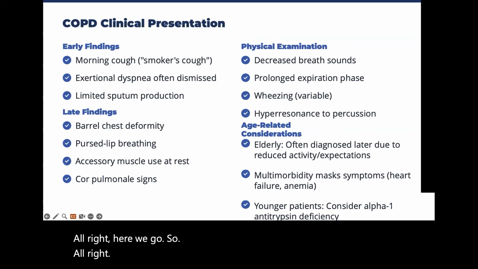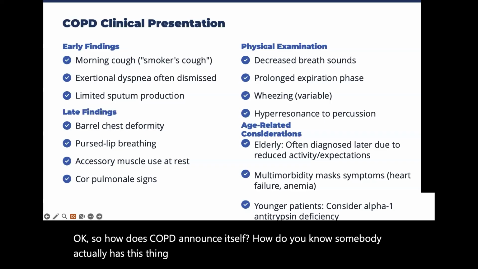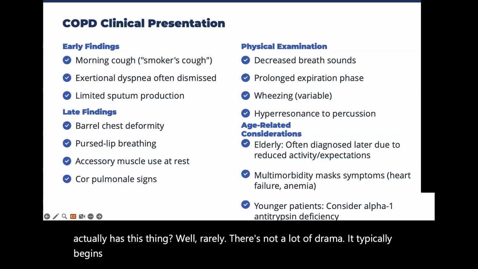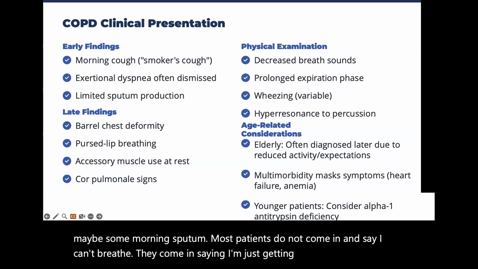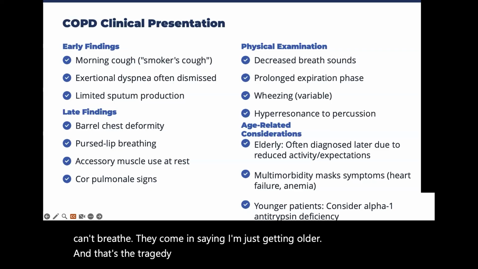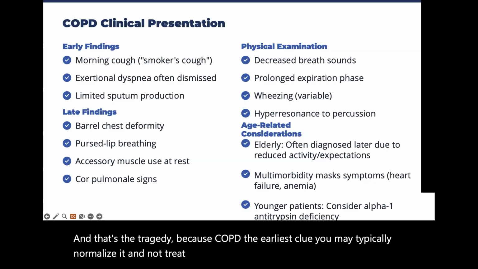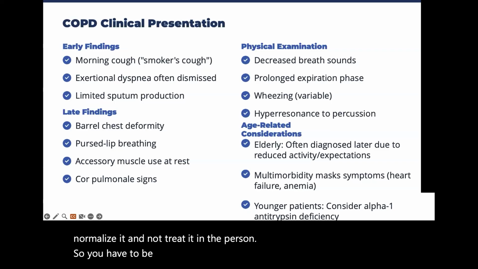Okay, so how does COPD announce itself? How do you know somebody actually has this thing? Well, rarely is there a lot of drama. It typically begins quietly. This is someone with a cough and a little breathlessness, maybe some morning sputum. Most patients do not come in and say, I can't breathe. They come in saying, I'm just getting older. And that's the tragedy, because with COPD, the earliest clue, you may typically normalize it and not treat it in the person. So you have to be sensitive to that.